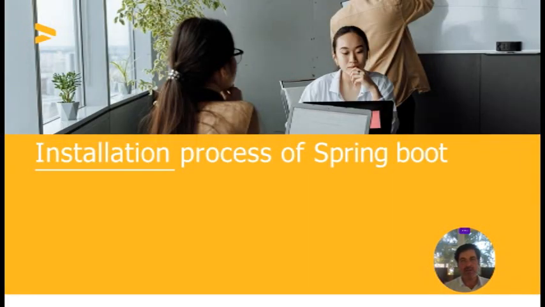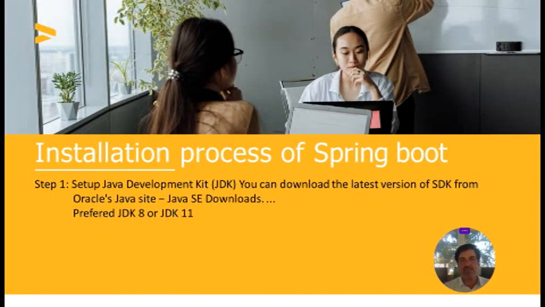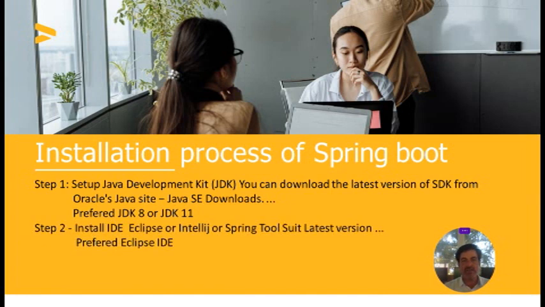Before coming to the lab experiments, we have to configure Spring Boot on your system. Before installing Spring Boot, verify the JDK. Is the JDK installed on your system or not? In case you have not installed the JDK, first install JDK 8 or JDK 11 from the Oracle Java website. Next, install an IDE: Eclipse, IntelliJ, or Spring Tool Suite. Eclipse is preferable. In the next video, I will explain how to install the Eclipse IDE and Spring Tool Suite.